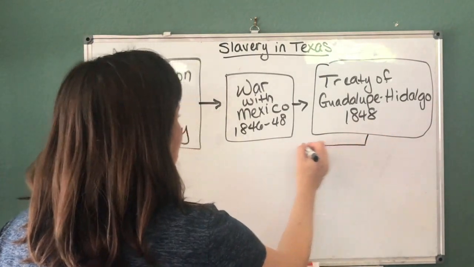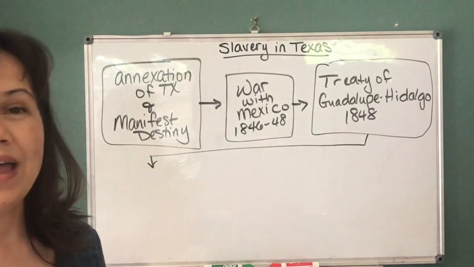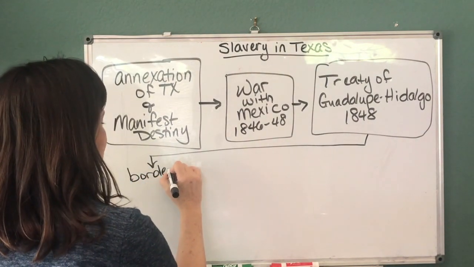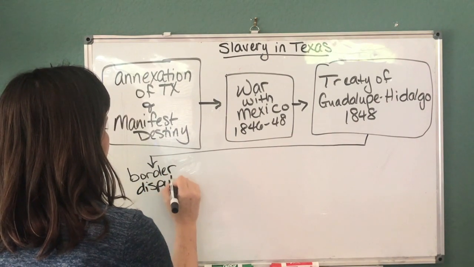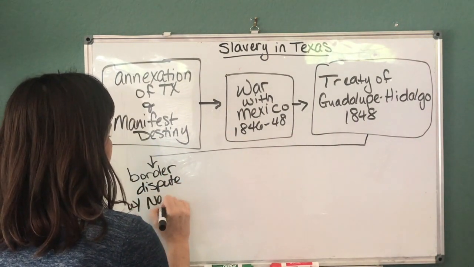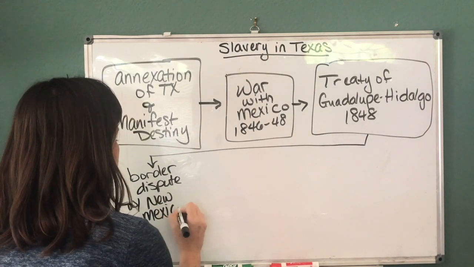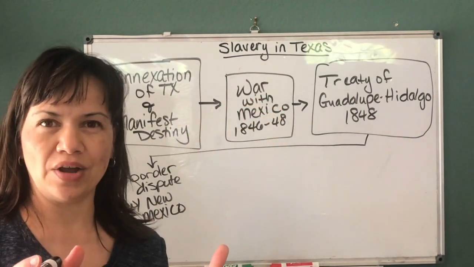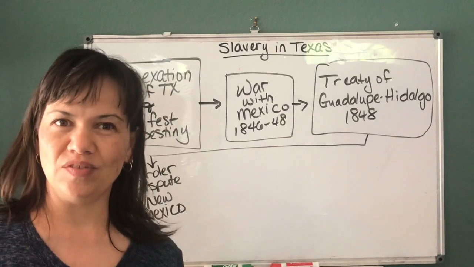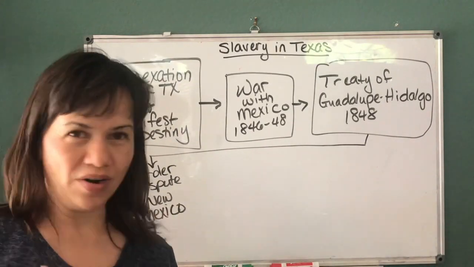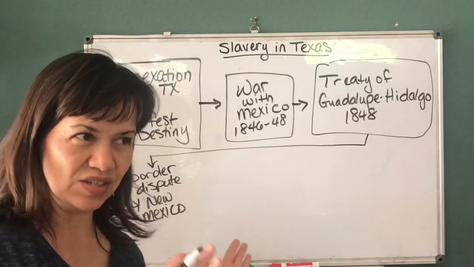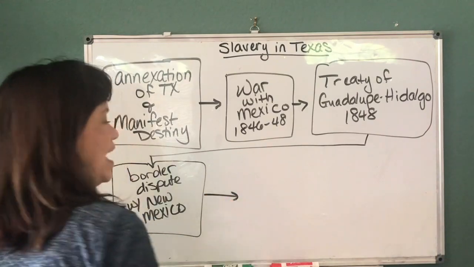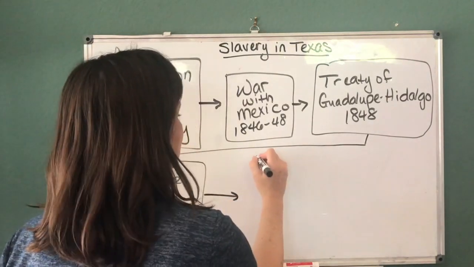But then, as you found out from last week's lesson, Texas continued to have border disputes, but not with Mexico this time. With New Mexico. Texas was saying that pretty much half of the New Mexico territory was part of Texas. And the people of New Mexico were saying, no, we don't consider ourselves Texans. This is New Mexico. And so with that border dispute, that led to the Compromise of 1850.